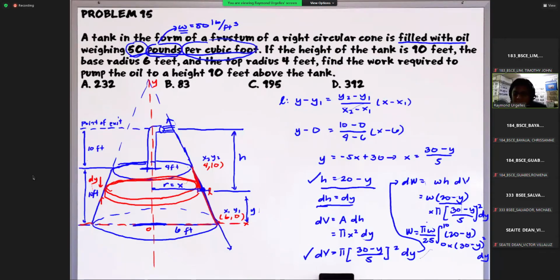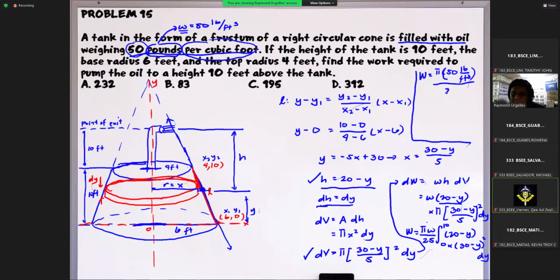Dito ko na lang ituloy, kasi hindi na kasya dyan. We have that work done will be pi times 50. Remember, this is pounds per cubic feet, base dun sa given. This is divided by 25, then multiplied by yung lalabas sa integration natin.